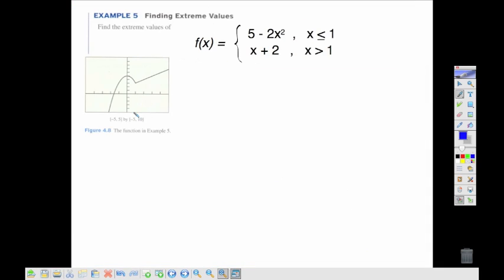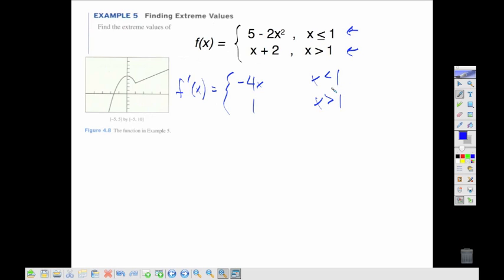In our last example, we have been given a graph here, but we're looking at a piecewise function. So when we look for the extreme values of this, we do need to consider this point x equals 1 as a possible critical point. So when we look at the first one, we see that our domain is all real numbers. And for our derivative then, we are going to look at both of these values, which is going to give us -4x and 1.